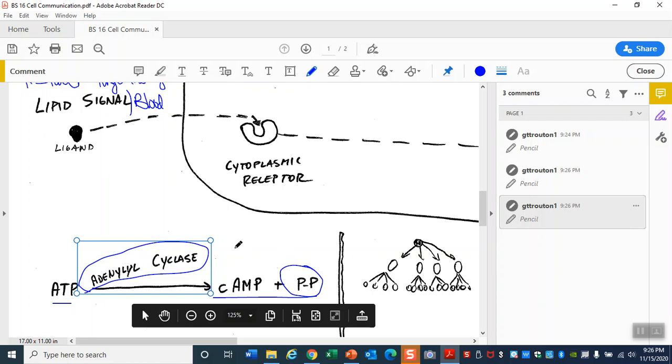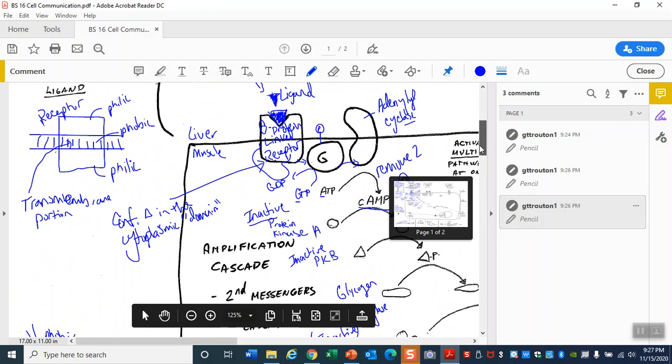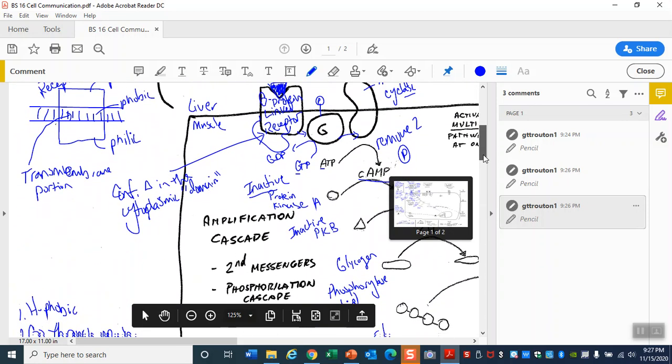Right? Cyclic, the C just means that the molecule is actually in a ring. The molecule is like bent up on itself in a ring. So adenylyl cyclase rips off 2 phosphates from ATP and makes cyclic, which describes the shape, cyclic AMP. And cyclic AMP is very, very important, and we'll return to that in a second.